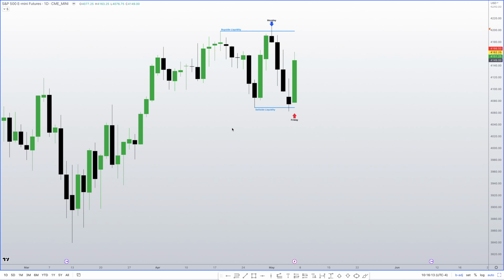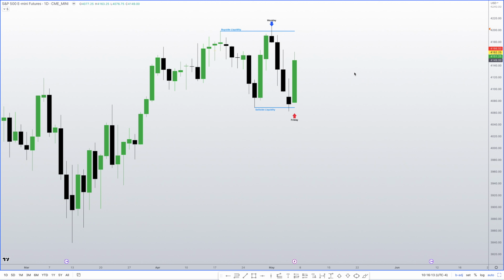Okay, so here's the review for the week starting on May 1st. As you can see, we have Monday right here. We have Friday right here. We ran out, took out buy side liquidity. Then we traded lower to take out sell side liquidity on the week. And then Friday, we traded higher to close in the middle of this range.